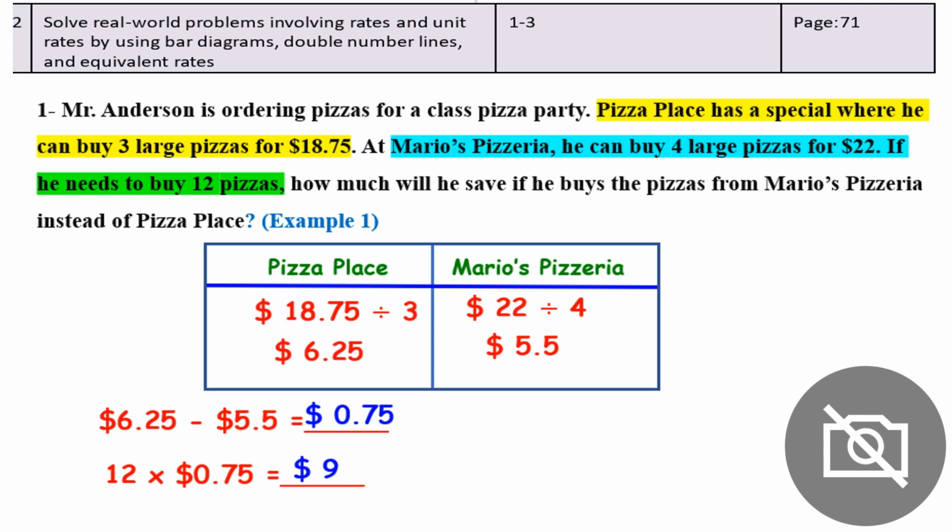And in an alternate way, what you can do is multiply this with 12, multiply this also with 12, and find the difference between both answers. Then also you will get 9. That's up to you. You have the freedom to choose your method.